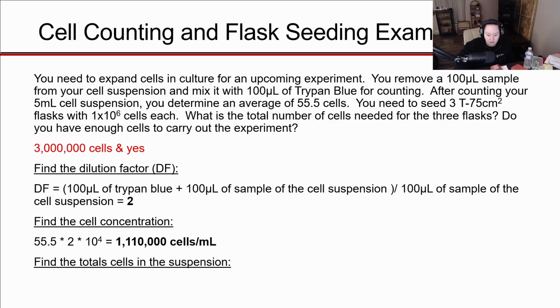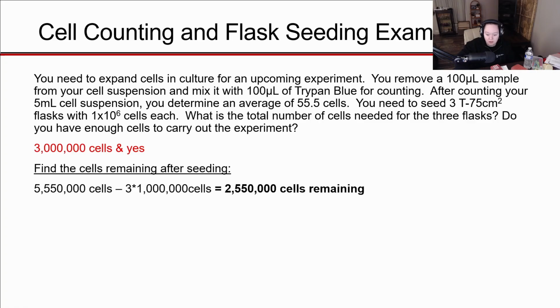You can then find the total cells in the suspension by multiplying this value by the volume of the cell suspension that you sampled from, which is 5 milliliters. This gives you 5,550,000 cells. This value is greater than what would be needed to seed 3 T75 flasks with 1 million cells, which is just 3 times 1 million, which is 3 million. This would make it so that you have 2,550,000 cells remaining. So you would have enough to carry out this experiment.